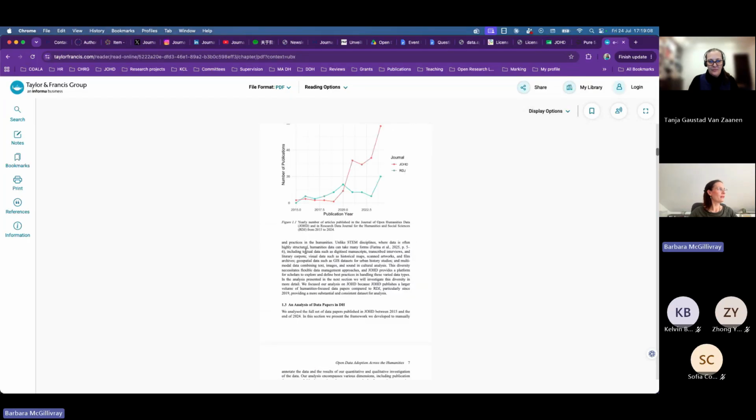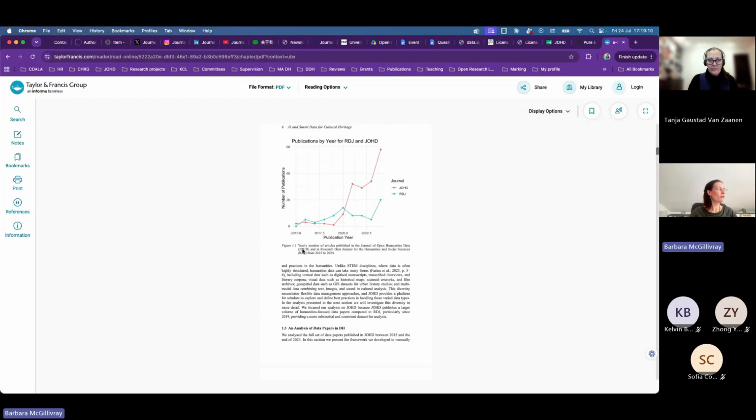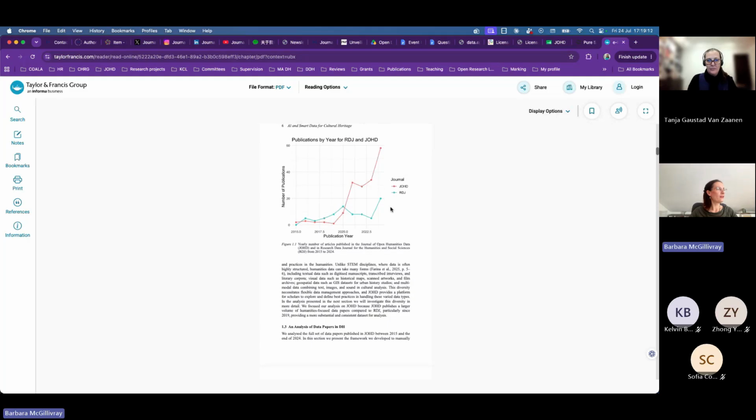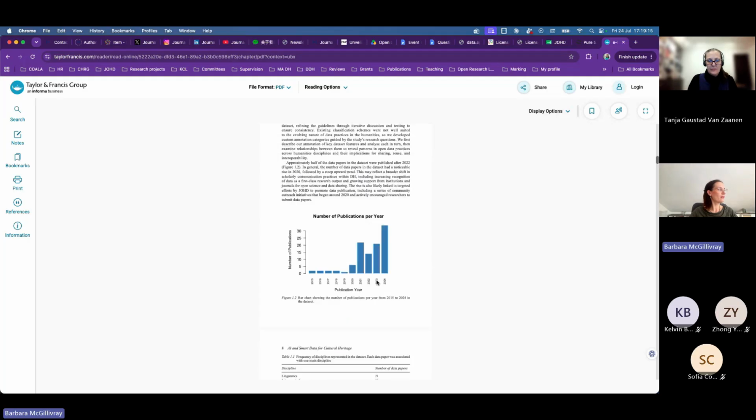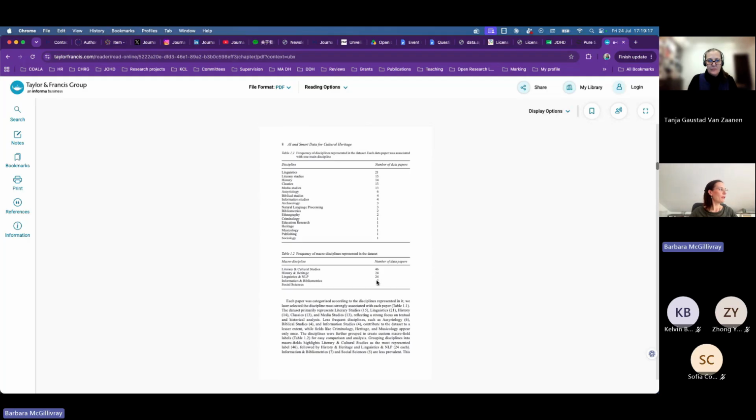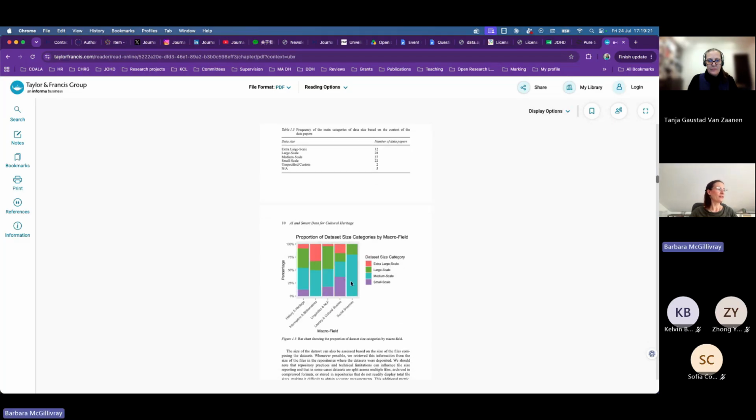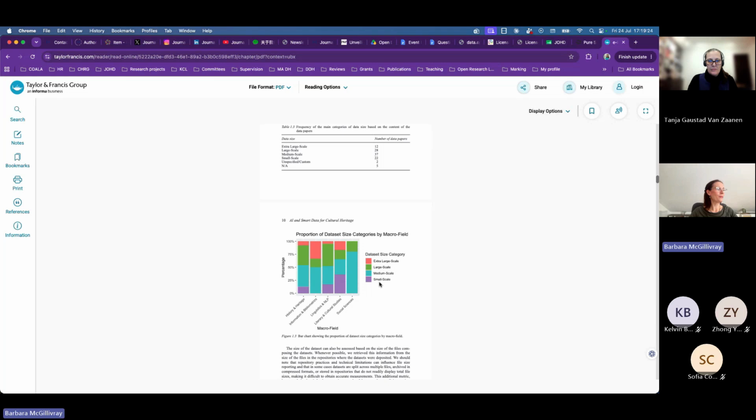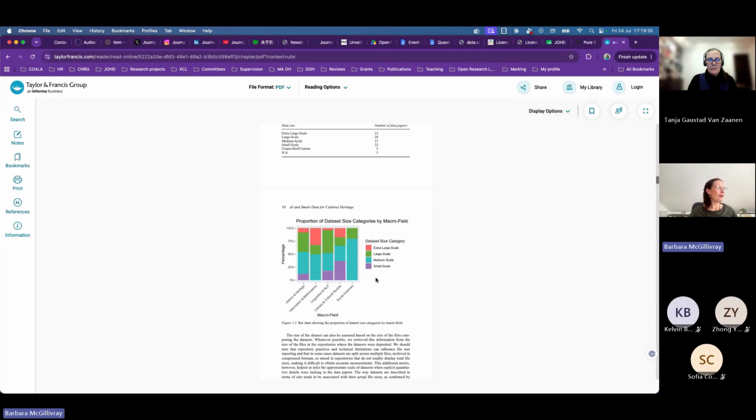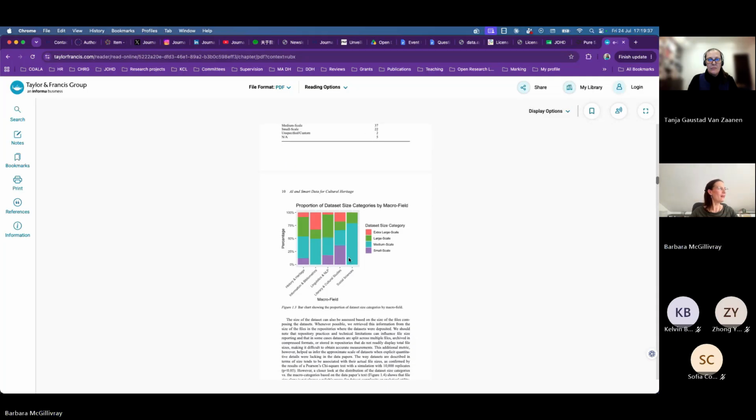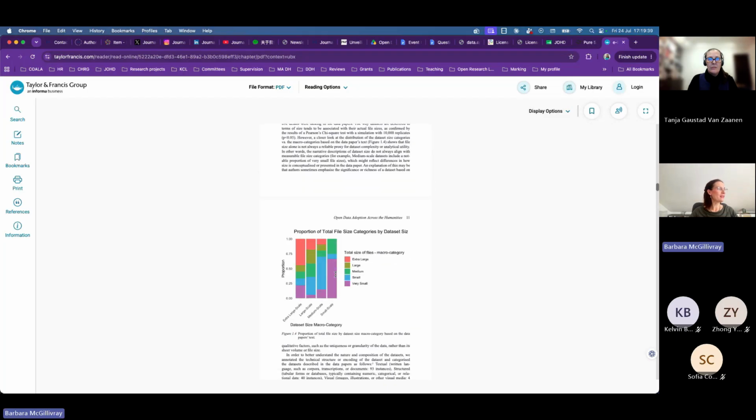So here is the journal's growth against the other data journal for the humanities at the time. Here we can see data set size by macrofield. We don't have the numbers here, but we looked at whether there is a sort of association, and we tend to see social science data sets being generally bigger, but also NLP ones.